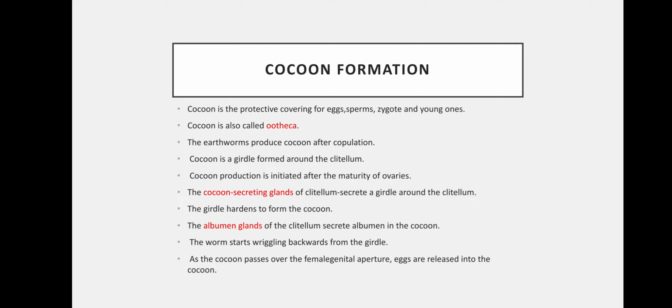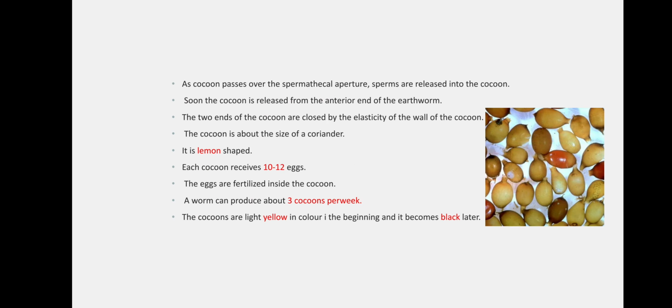The cocoon secreting glands form a girdle, and this girdle hardens to form the cocoon. The albumin glands of the clitellum secrete albumin into the cocoon. The worm starts wriggling backwards from the girdle. As the cocoon passes over the female genital aperture, eggs are released into the cocoon. As it passes over the spermathecal aperture, sperms are released into the cocoon.